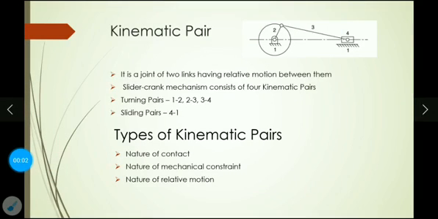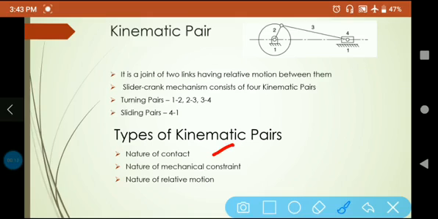There are many ways in which a kinematic pair is classified. Out of that, there are three main methods of classification. One is based on the nature of contact between the two links, then based on the mechanical constraint, and the third one is based on the relative motion between the two links.